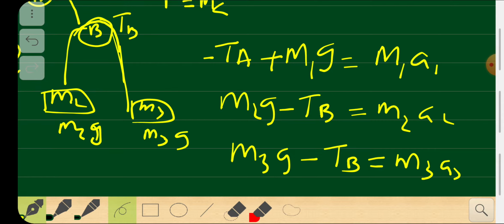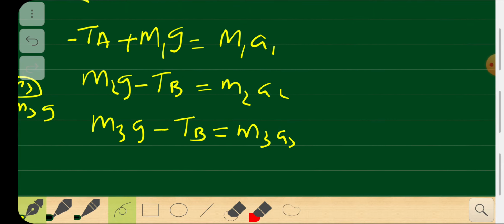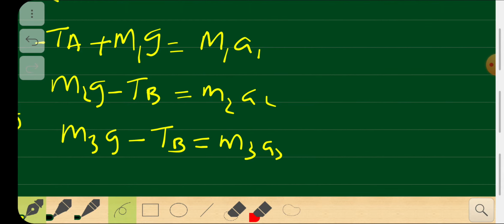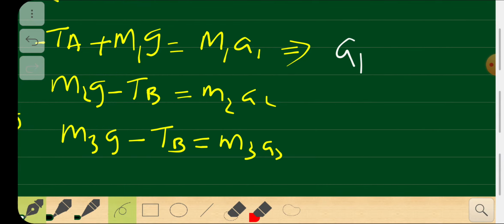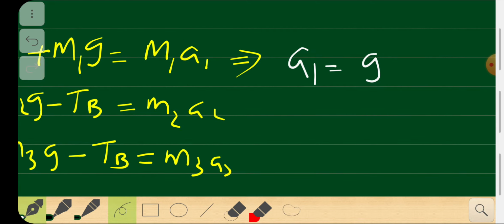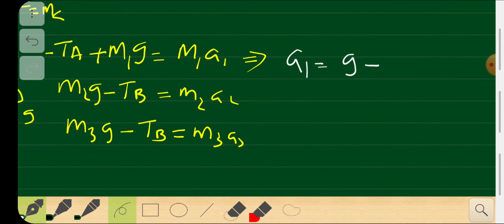So simple as that. Now you can simplify this and you can write down that a1 must be equal to g. I'm going to divide by m1, and you get g minus TA by m1.